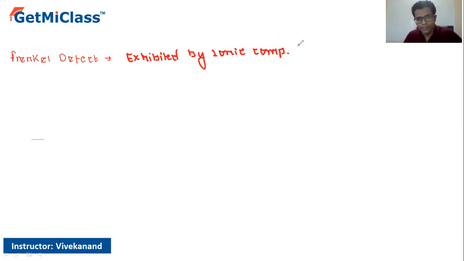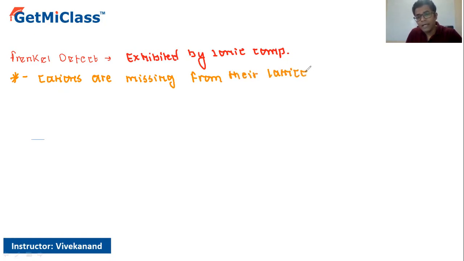What exactly is a smaller ion? The size of the cations is small compared to the size of the anions. So in this scenario, the cations go missing from their lattice points, and as they miss their lattice point, they go into the interstitial sites. So the cations occupy the interstitial sites.